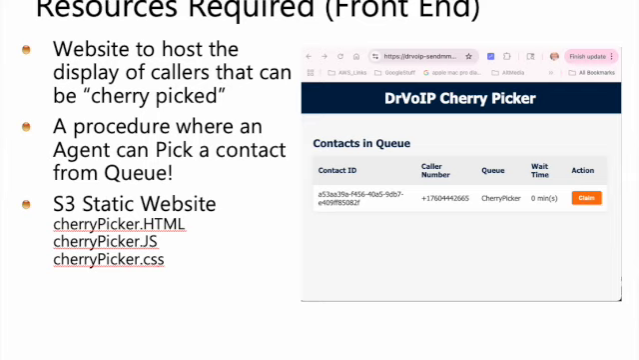So the resources are pretty straightforward. You're going to need to build a website to display this information. It may be possible to build this into the agent desktop of your choice. But at the moment, let's assume it's just a freestanding S3 bucket hosting a static website that's going to display the information. It's going to be pretty simple. It consists maybe of an HTML file, a JavaScript file, some CSS information.